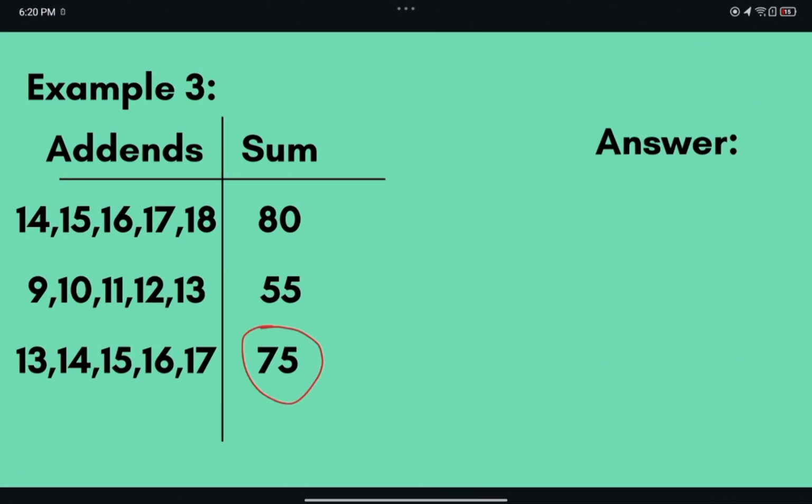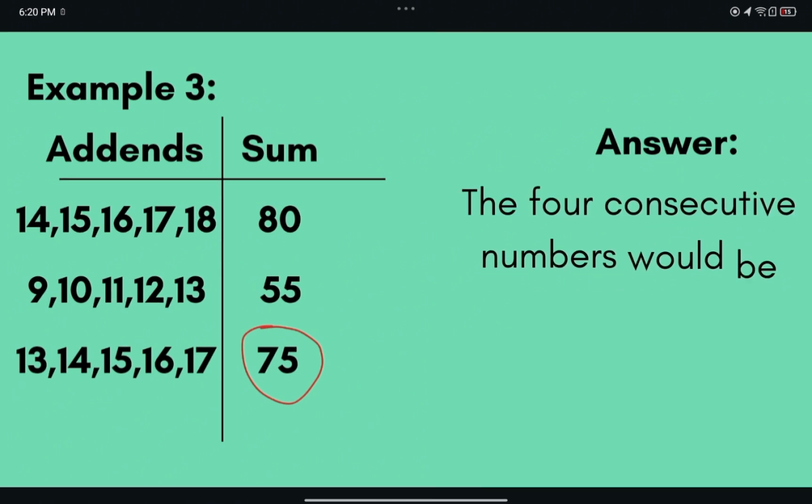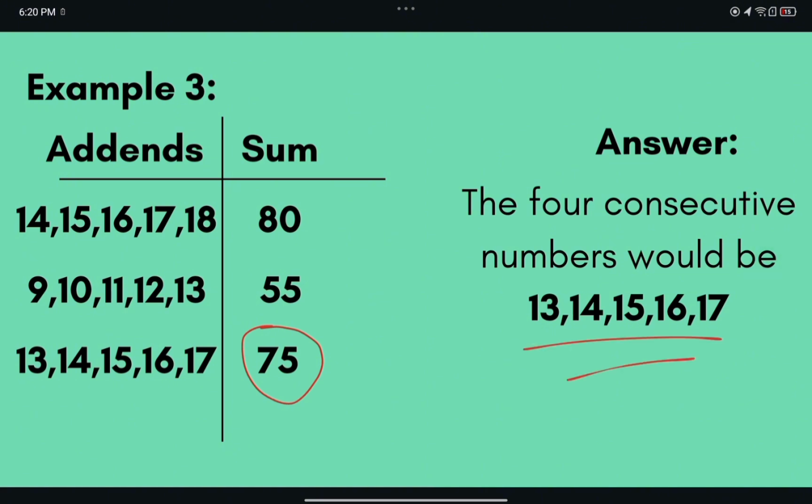So, ito yung consecutive number natin. So, the answer is the 4 consecutive numbers will be 13, 14, 15, 16, and 17. And that's it. Ganun lang kadali yung guess and checking natin.